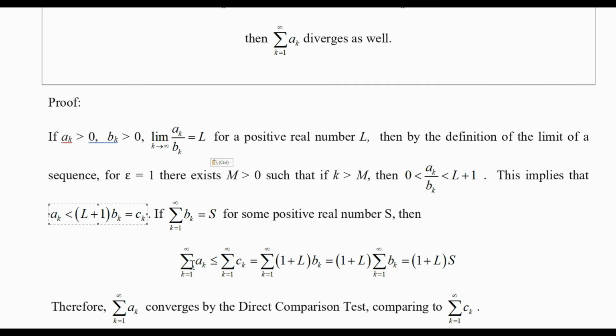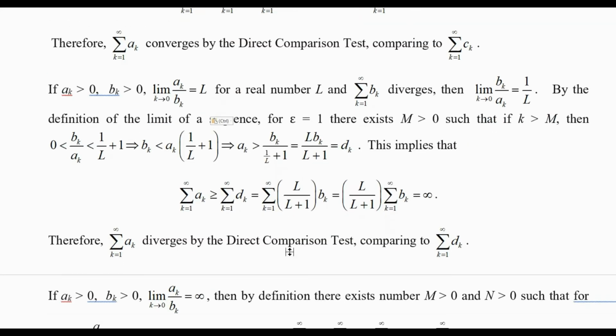So this says that it does converge, and it converges to whatever this limit is plus 1 times this sum, or less. Something there or less, for sure. And of course it's positive, for sure. So some positive number less than this here. So the sum from k equals 1 to infinity of a sub k converges by the direct comparison test, comparing to this sum of the c sub k's.